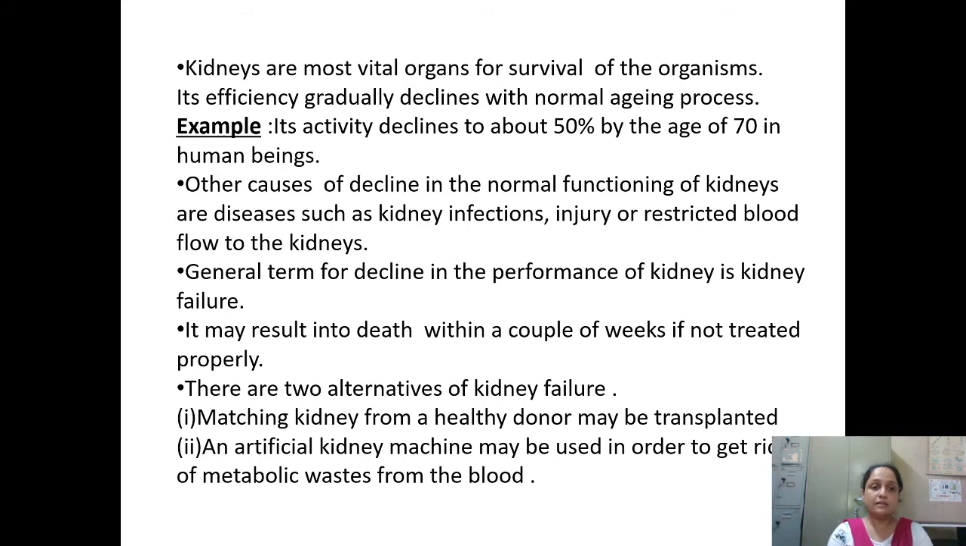Its efficiency gradually declines with the normal aging process. As we grow up and become old, its efficiency decreases. For example, its activity declines to about 50% by the age of 70 in human beings. When a human being reaches the age of 70, the function of the kidney slowly declines by 50%. It doesn't mean that 50% of the kidney is damaged, but the function is somewhat affected.